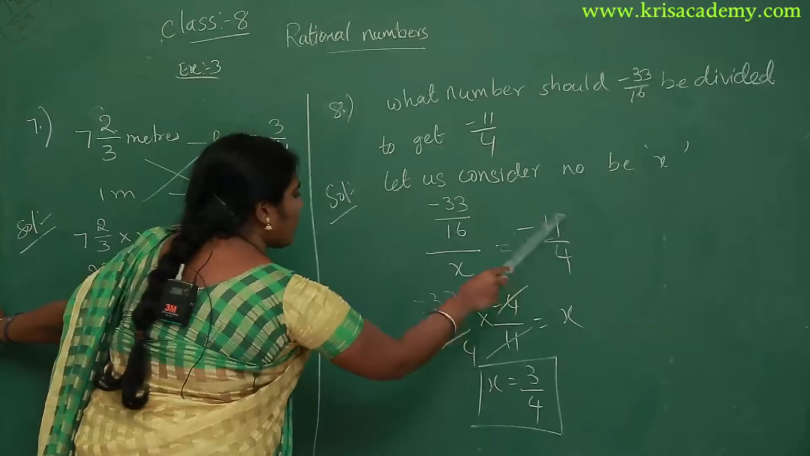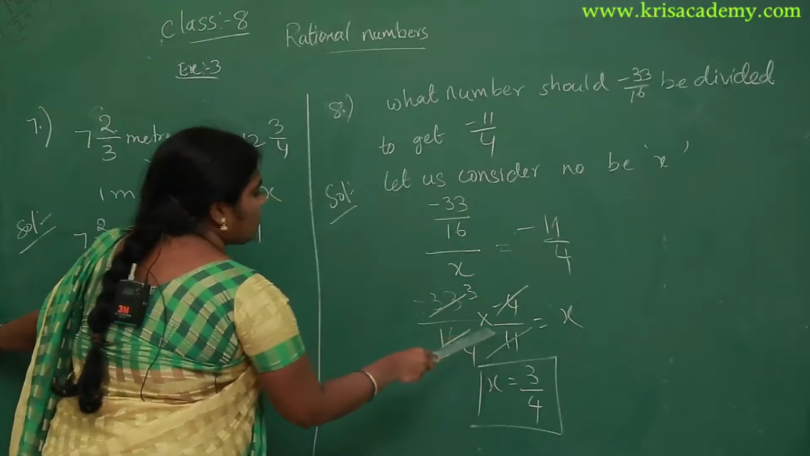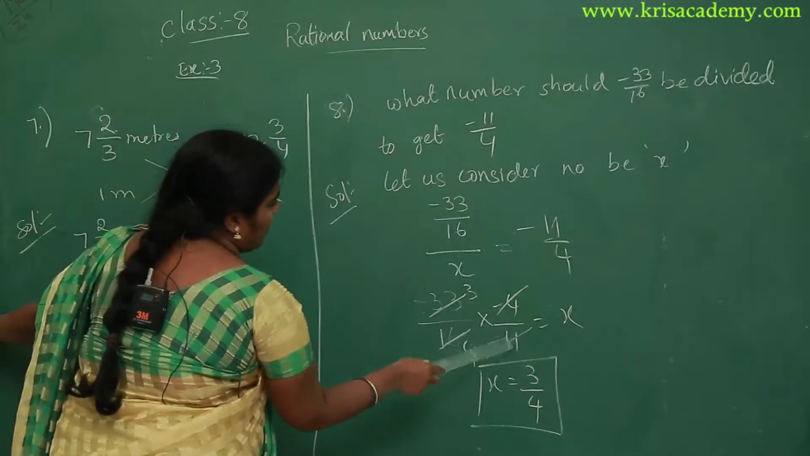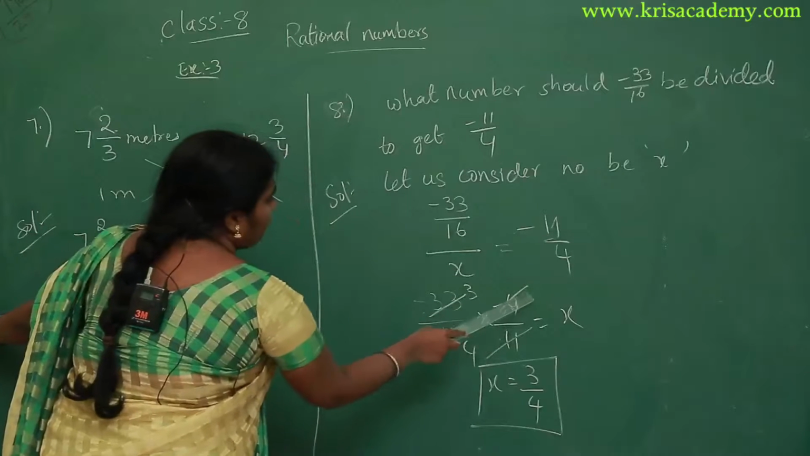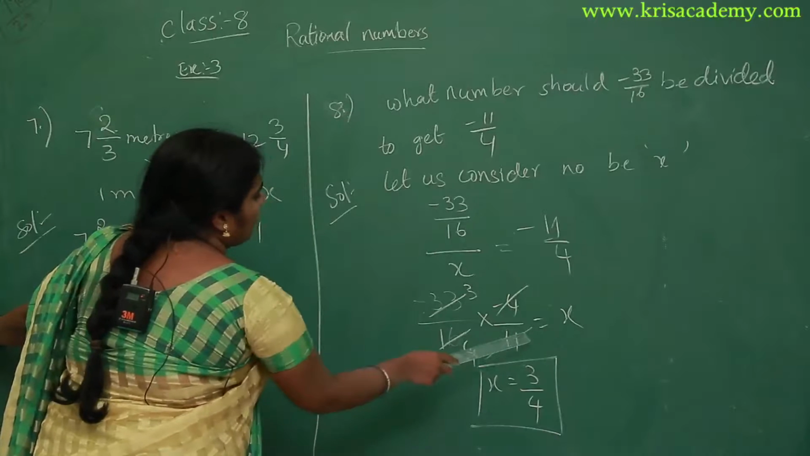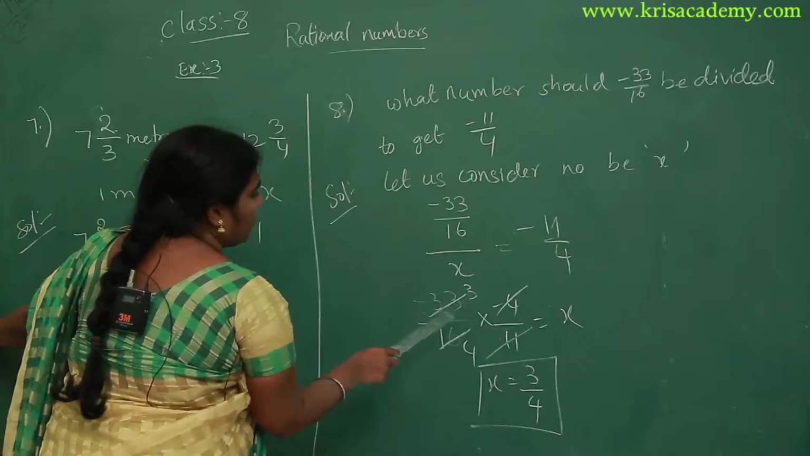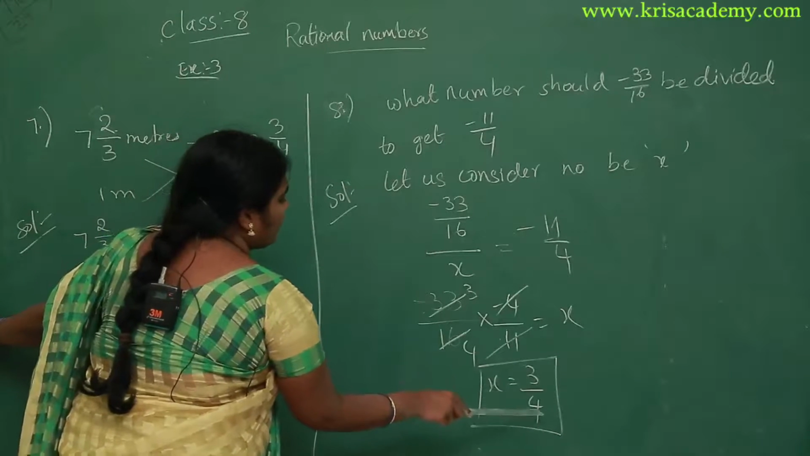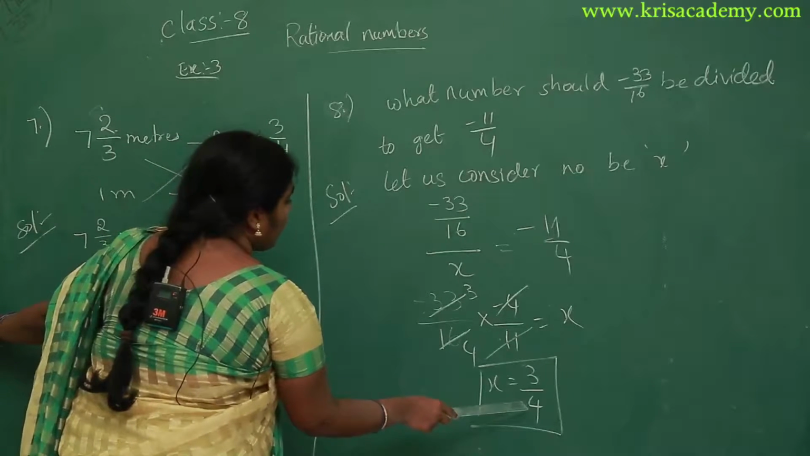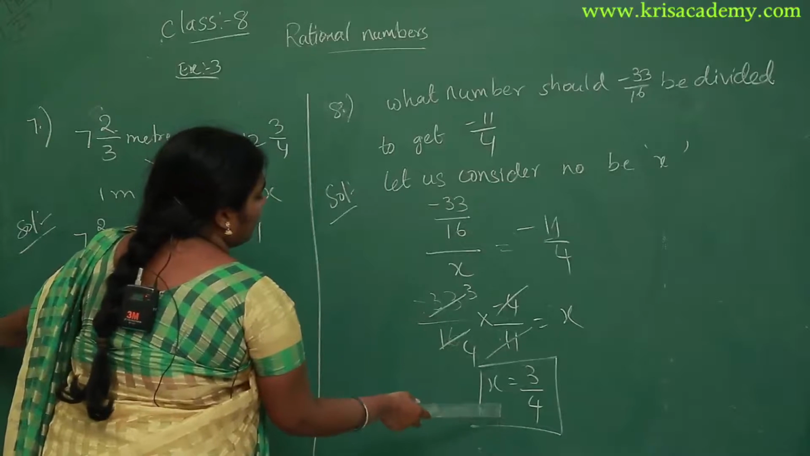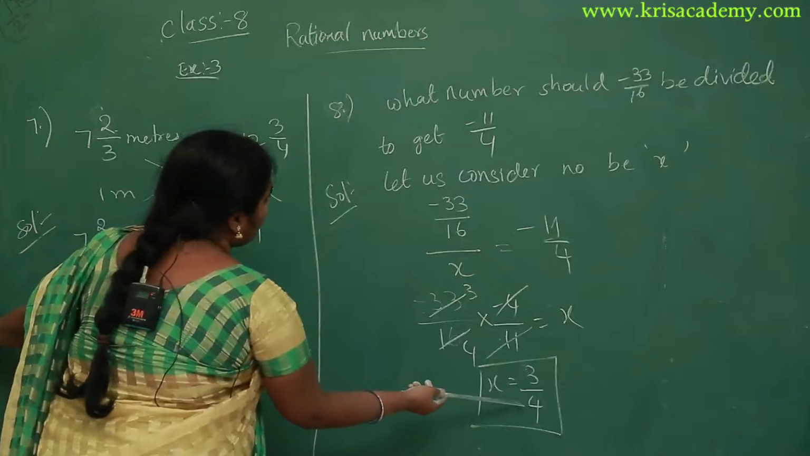So this x in the left hand side will go to the right hand side. Now right hand side minus 11 by 4. When it comes to the left hand side, it will be reversed. So here 11 by 4 will become 4 by 11. Now 4 1s are 4, 4 4s are 11 1s are 11, 3s are. So your x value is 3 by 4. Minus into minus plus. So your x value is 3 by 4. What number to be divided means 3 by 4 should be divided.